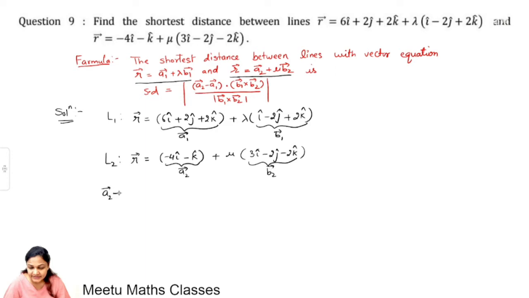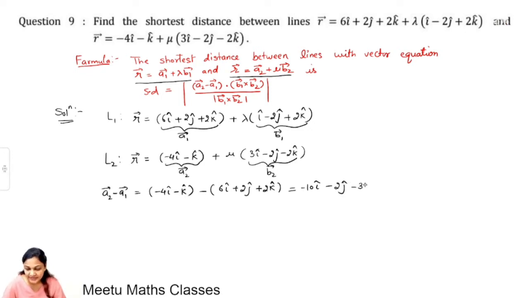So a2 minus a1 will be, your a2 is minus 4i minus k, minus a1 vector, 6i plus 2j plus 2k, and this equals minus 4i minus 6i, that is minus 10i, then 0j minus 2j is minus 2j, then minus k minus 2k is minus 3k. This is your a2 minus a1 vector. Now we are going to find b1 cross b2 vector.